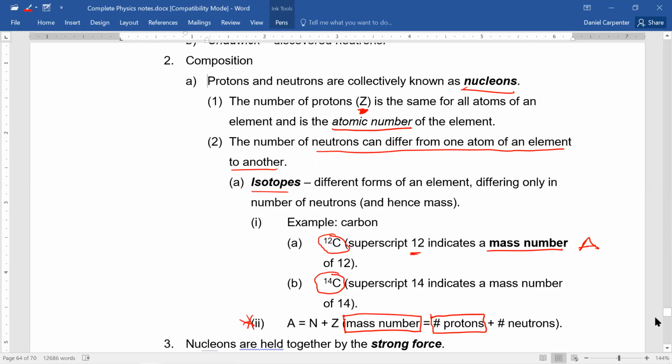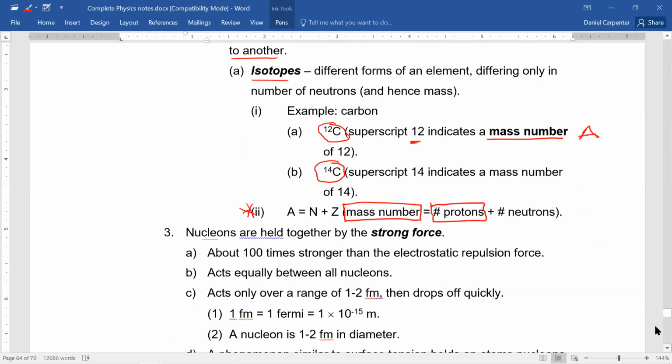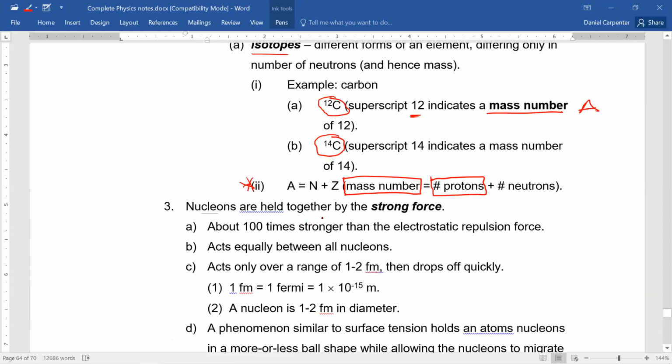Seems like there was something else I was going to put in there. If I remember it, I'll put it in. Now, nucleons are held together, and when I say held together here, I mean in the nucleus, by the strong force. So protons, I know what I was going to tell you.